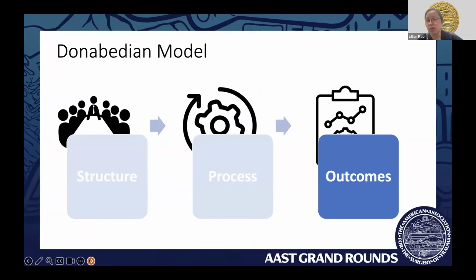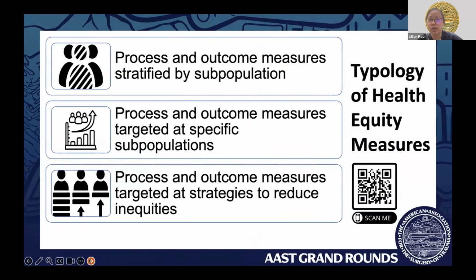Lastly, we care about outcomes and how our patients are doing. Again, most of our measures are really around stratified analyses, which we already heard may not be ideal, but that being said, it may be a start. So looking at process and outcome measures stratified by subpopulation. The next step would actually be to look at specific process and outcome measures targeted at specific subpopulations in order, again, to inform interventions, and then ultimately targeting strategies to reduce inequities.